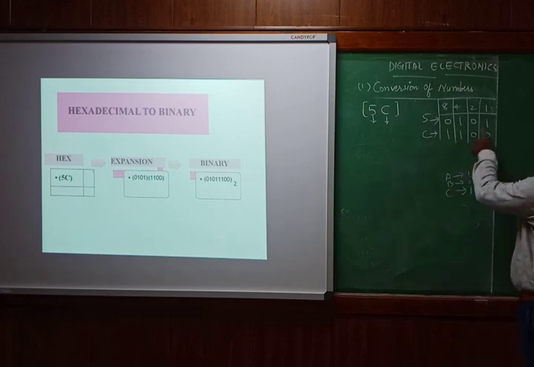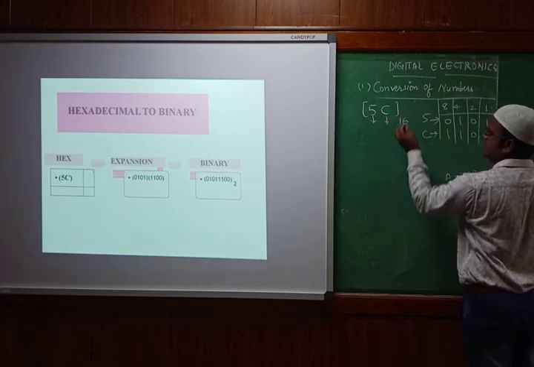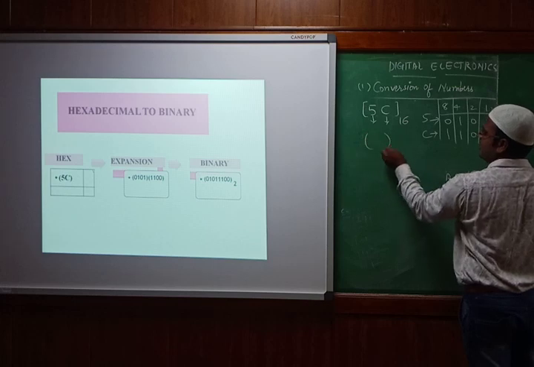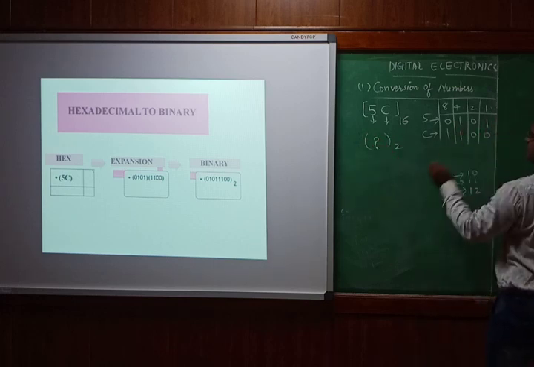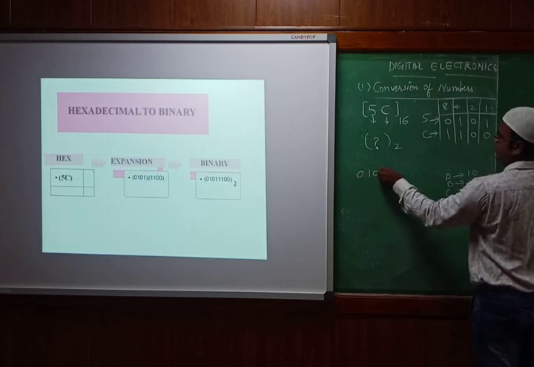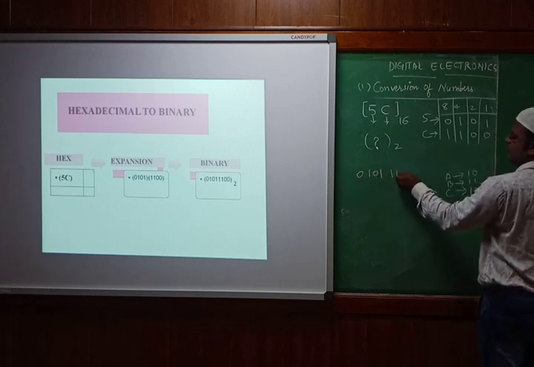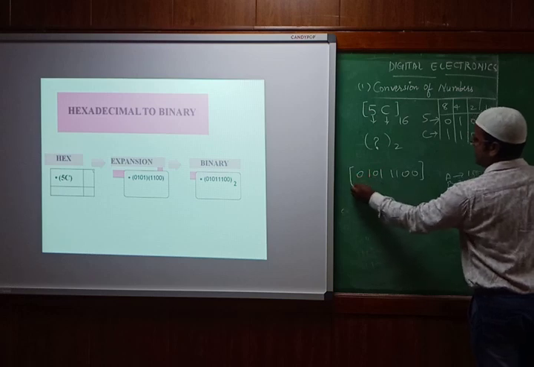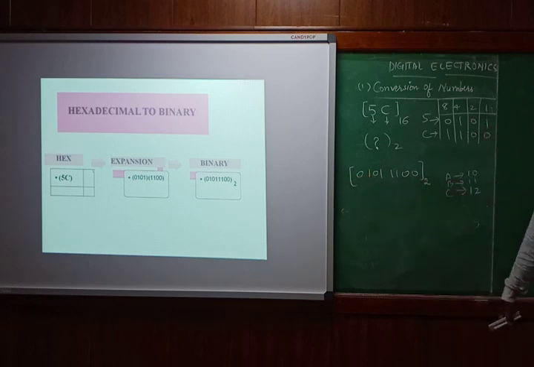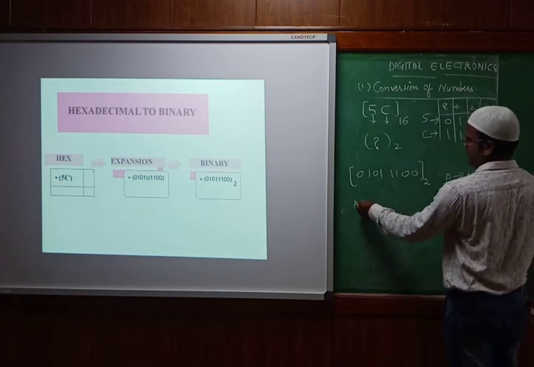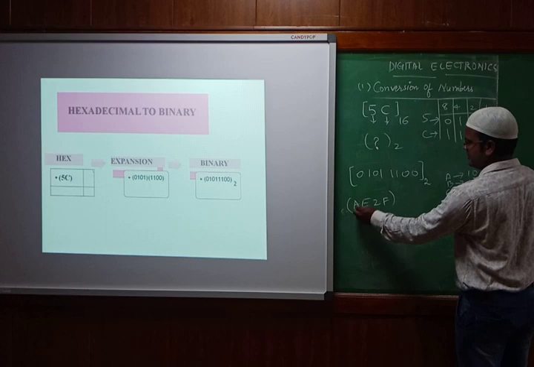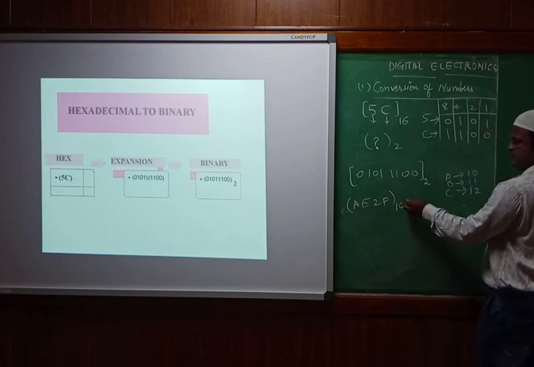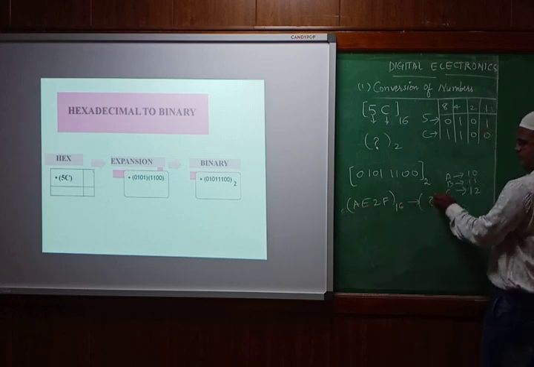So similarly, I want to combine. This is in base 16, and I have to write that into base 2. In order to write that, 0, 1, 0, 1, and this will be followed by 1, 1, 0, 0. That is in base 2 format. Similarly, if I do have another number, A, E, 2, F, it is in base 16, so we need to convert it into base 2.